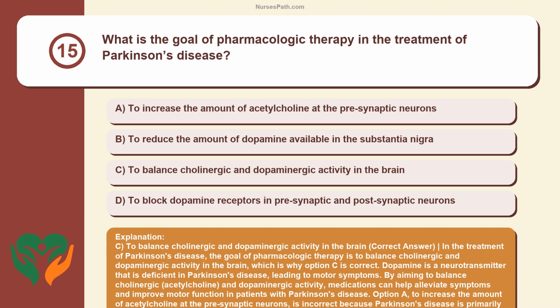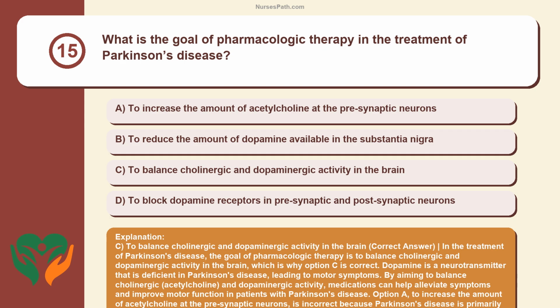C. To balance cholinergic and dopaminergic activity in the brain. Correct answer. In the treatment of Parkinson's disease, the goal of pharmacologic therapy is to balance cholinergic and dopaminergic activity in the brain, which is why option C is correct. Dopamine is a neurotransmitter that is deficient in Parkinson's disease, leading to motor symptoms. By aiming to balance cholinergic, acetylcholine, and dopaminergic activity, medications can help alleviate symptoms and improve motor function in patients with Parkinson's disease.